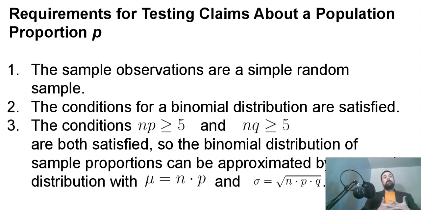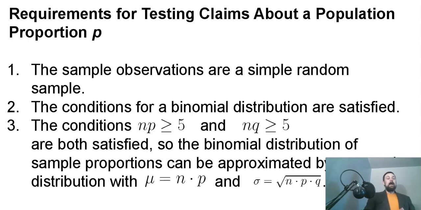All right, so first, simple random sample. The sample data has to come from a simple random sample. The conditions of a binomial probability distribution are satisfied. Remember, there were four of those. Two possible outcomes, which we label either a success or a failure. The trials have to be independent. There has to be a fixed number of trials, and the probability of a success cannot change from trial to trial. So you want to make sure all those requirements are satisfied.